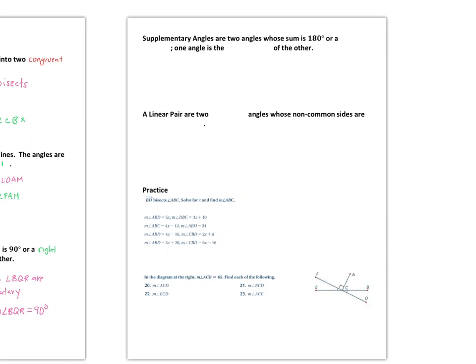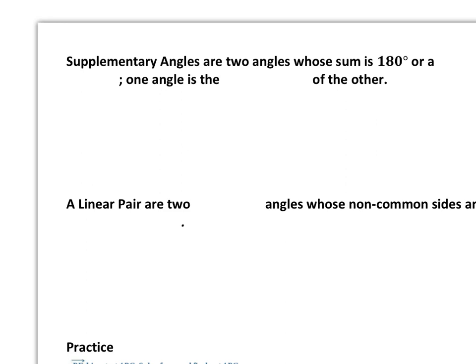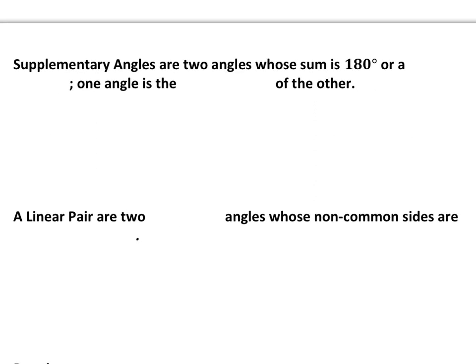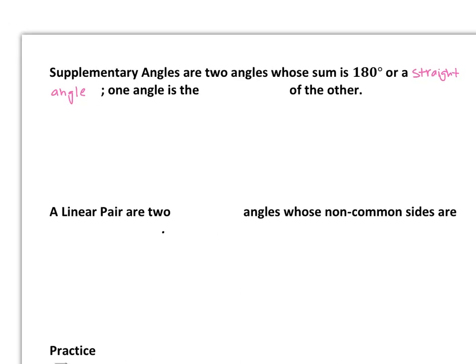All right, similarly, we have supplementary angles. Supplementary angles are two angles whose sum is 180 degrees, or what we call a straight angle. Straight angle or straight line, and we say one angle is the supplement of the other.